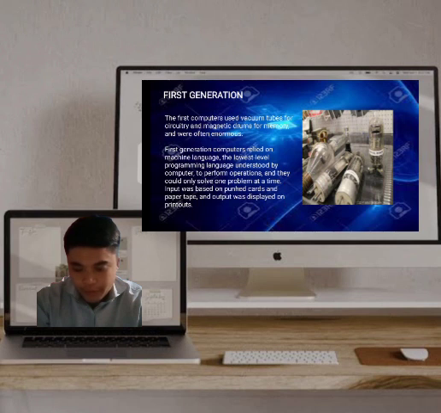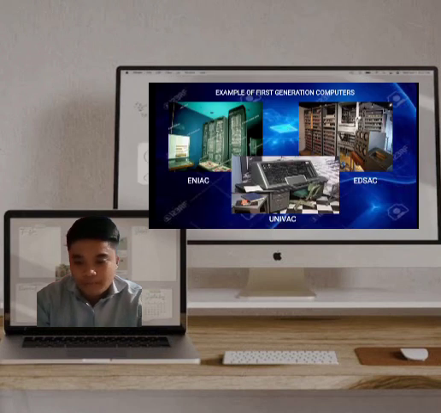First generation computers relied on machine language, the lowest level programming language understood by computers to perform operations, and they could solve only one problem at a time. Input was based on punch cards and paper tape. So, examples of vacuum tube computers are ENIAC, the EDSAC, and UNIVAC.